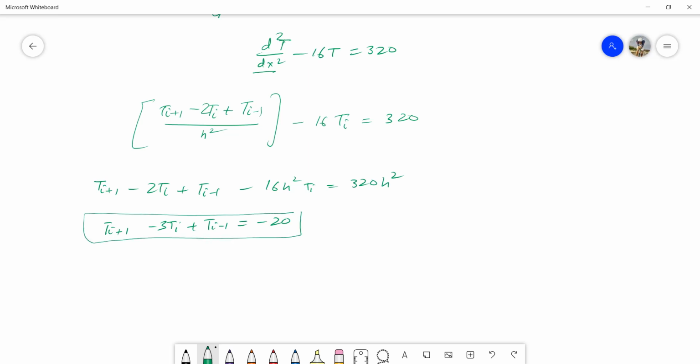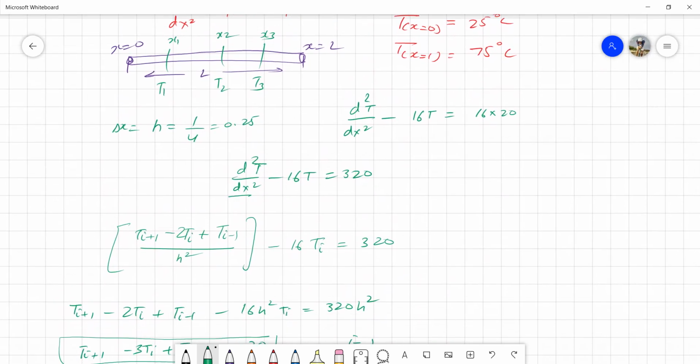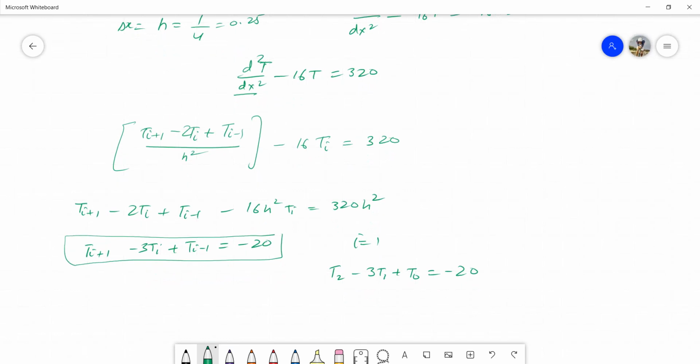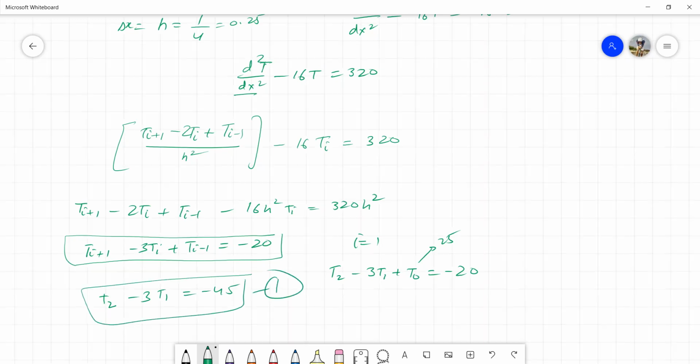Clear? Now put i equal to 1. So we have T2 minus 3T1 plus T0 is equal to minus 20. Now T0, the boundary condition of T0, is given as 25. So the equation becomes T2 minus 3T1 equals minus 45. Number 1.